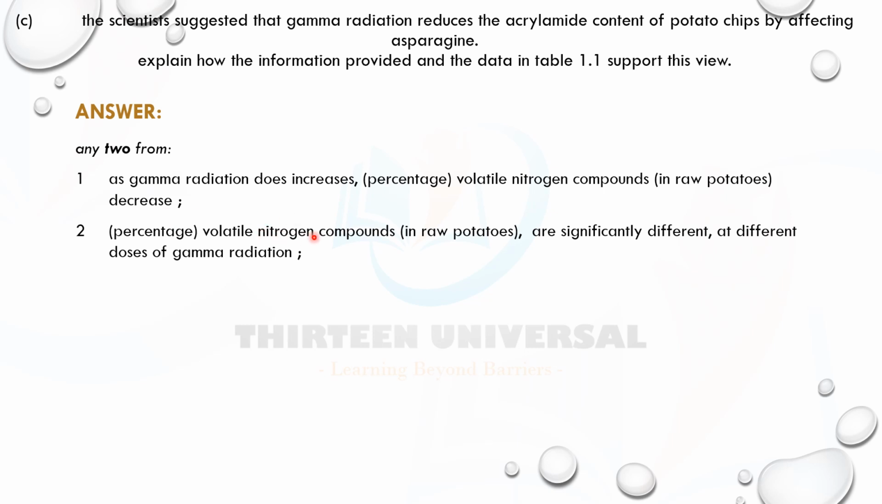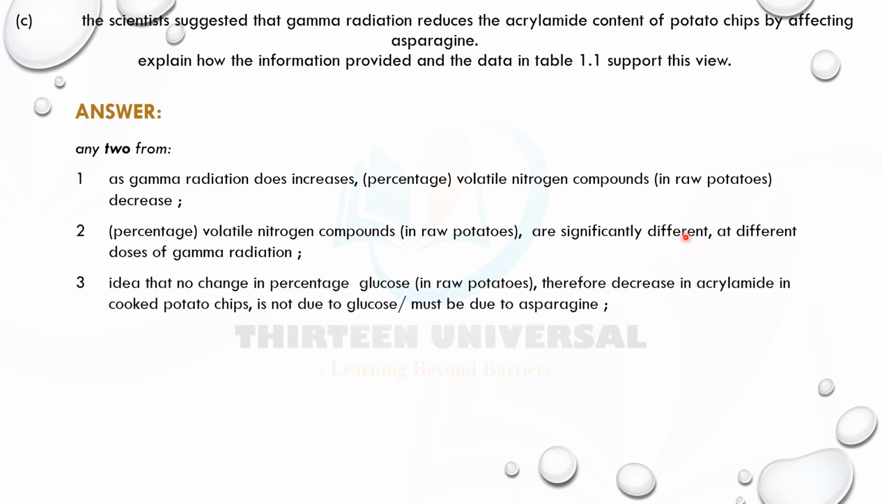The percentage of volatile nitrogen compounds in raw materials is significantly different. Yes, we have seen from the graph that the percentage is significant. Check the graph: for volatile compounds in raw tomato, the percentage difference compared to the other ones is significantly different, of course, because the probability is less than 0.05. If you check the table, the idea that there is no change in percentage glucose, we saw it in that table there. You can go back and look at it.